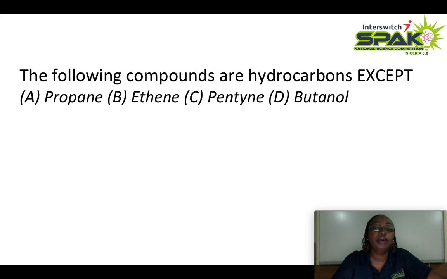The following compounds are hydrocarbons except, so which one is not a hydrocarbon? The answer is butanol. Others are hydrocarbons. A hydrocarbon is a compound consisting of carbon and hydrogen only, but butanol has oxygen, and so it is not hydrogen and carbon only. So the answer is butanol.